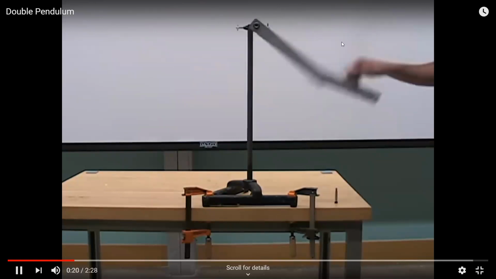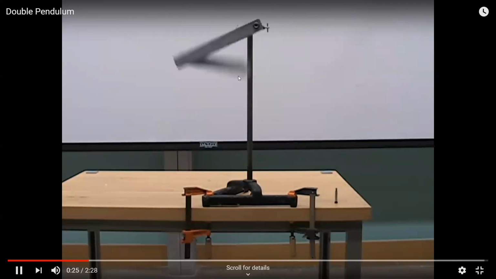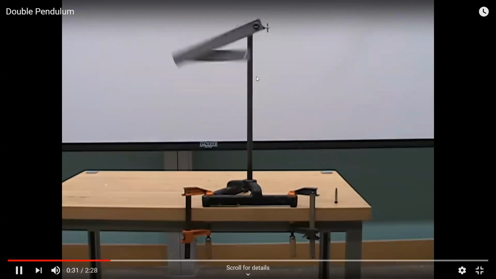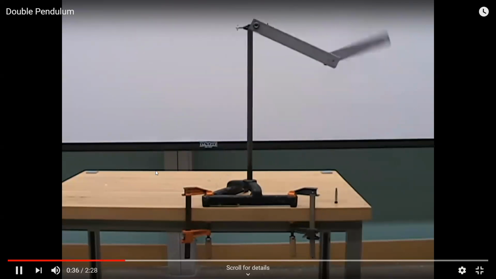And now here's a double pendulum. It's a pendulum on a pendulum. And good luck trying to figure out the physics of that, or the math of what's going to happen sometime later, right? It just becomes very complicated.